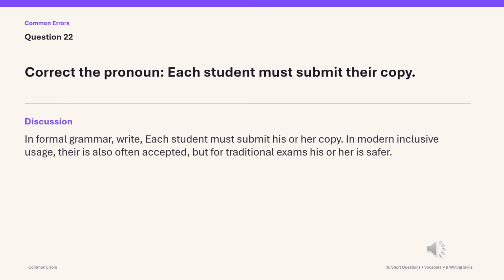Correct the sentence: each student must submit their copy. So the corrected sentence is: each student must submit his or her copy.